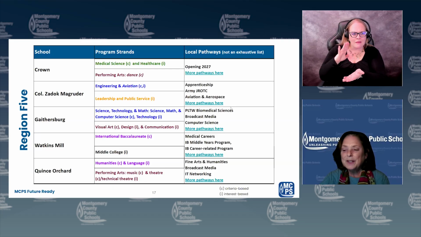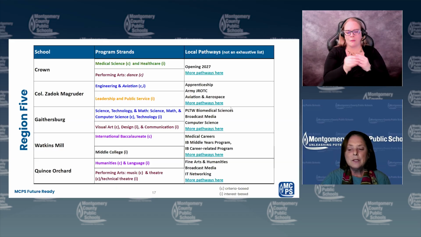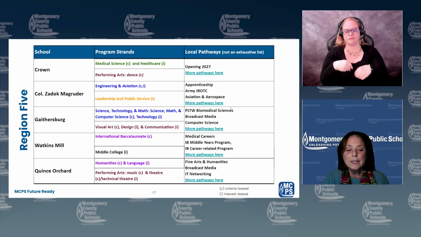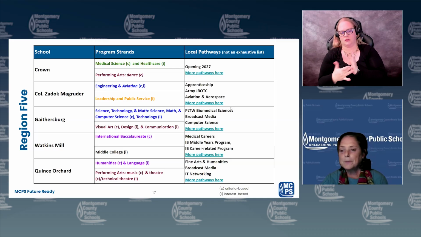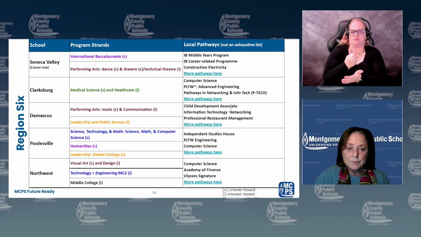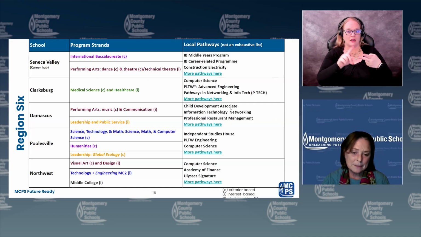QO, or Quince Orchard, will be hosting the humanities and language programs, in addition, offering the performing arts pathways of music, theater, and technical theater. And again, capitalizing on what their local school has to offer already. And the final region would be Region 6, including Seneca Valley, Clarksburg, Damascus, Poolesville, and Northwest.